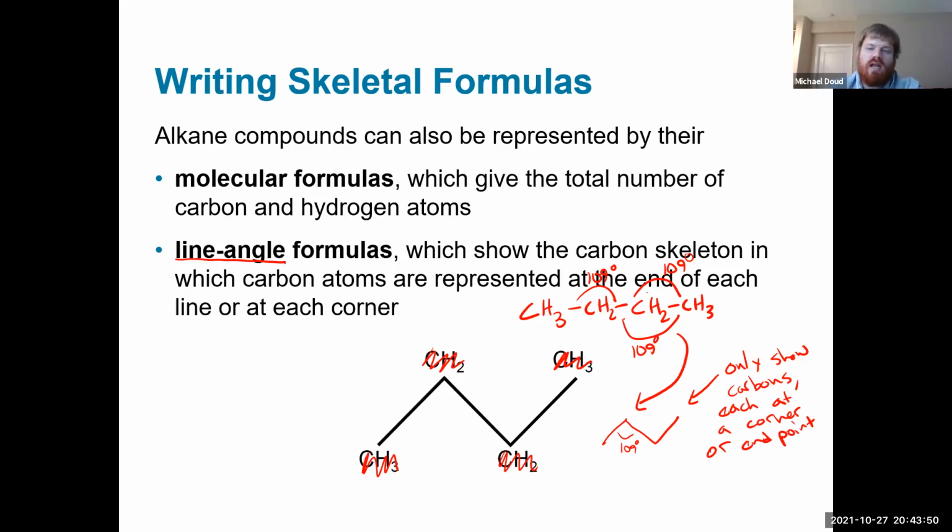But looking at this line angle drawing, if we know that this is a carbon, this is a carbon, this is a carbon, this is a carbon. First off, we know that there are 4 carbons involved there, and all the other atoms are hydrogens. Because if there was anything else like an oxygen or a nitrogen, we'd have to write that. So we only have 4 carbons, and therefore all the other atoms are hydrogens.